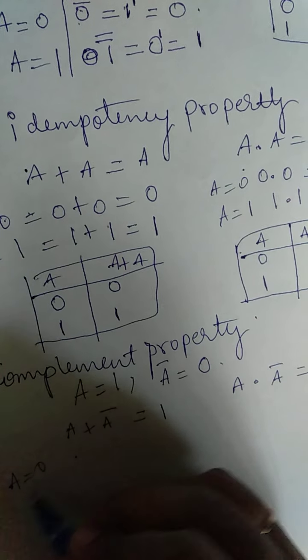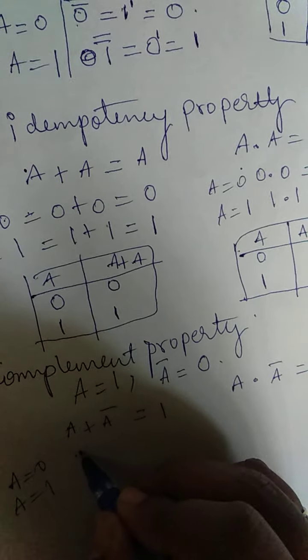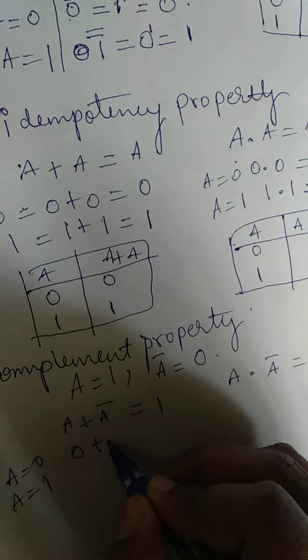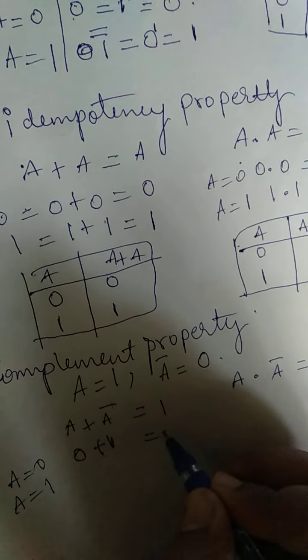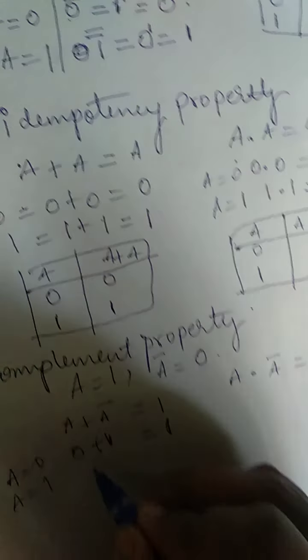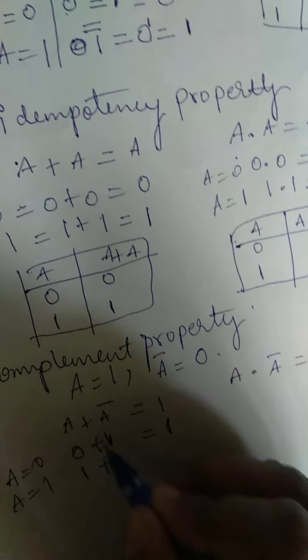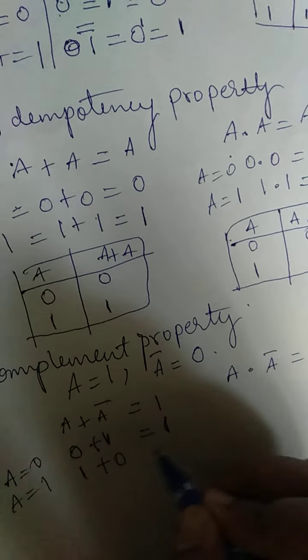First a value will be 0, then 1. So we'll take a value as 0 plus complement of a, it will be 1. Then the answer will be 0 plus 1, it will be 1. Then a value is 1. Then complement of 1, it will be 0. Then the answer is 1.